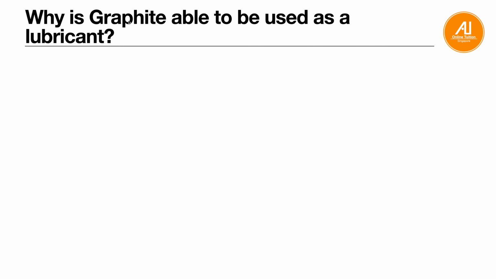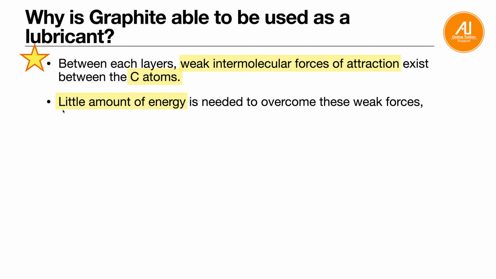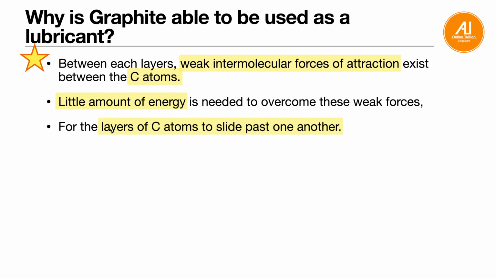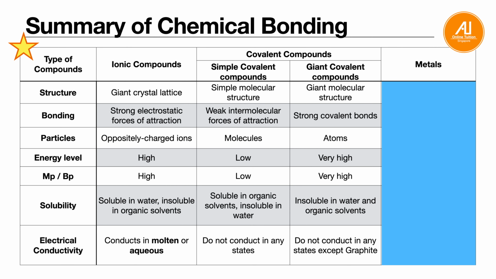Next, why it is able to be used as a lubricant. It has something to do with the structure. So if you can recall, between each layer, weak intermolecular force of attraction exists between the carbon atoms. So since they are weak, a little amount of energy is needed to overcome these weak forces for the layers of carbon atoms to slide past one another. Thus, it is slippery and can be used as a lubricant. Bonding, ionic compound we already went through.